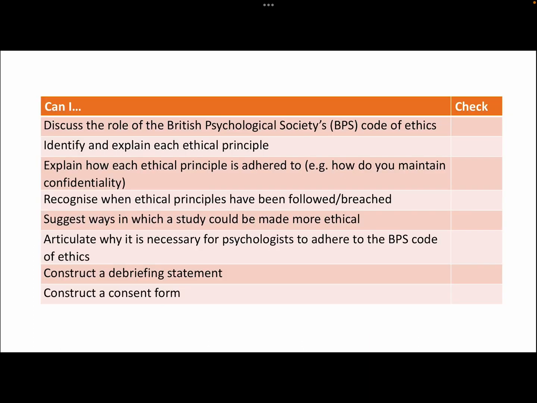Breaking it down a bit further, here's a checklist. These are the things that you need to know and the things that you need to be able to do with your knowledge of ethics. What hasn't come up and absolutely could come up is having to write a debriefing statement or a consent form, which we have seen a little bit of in past exams.